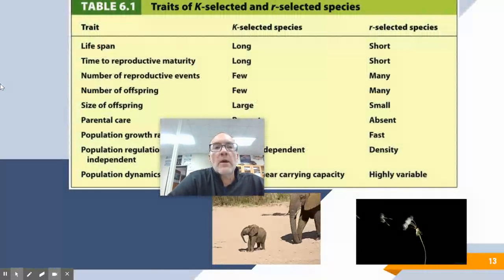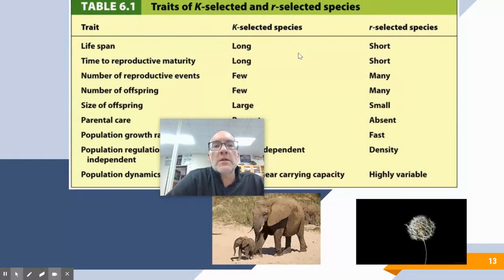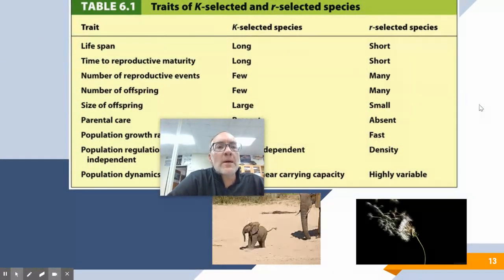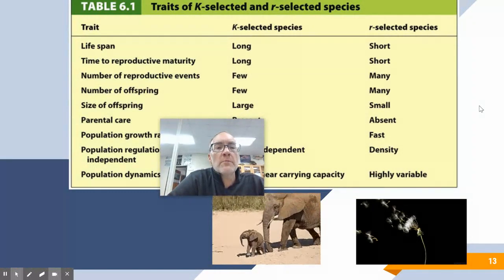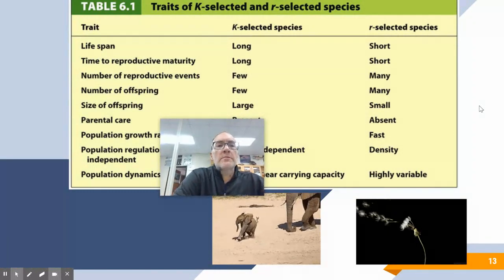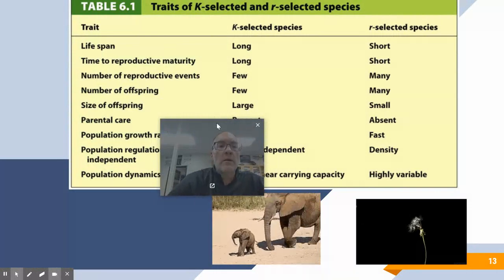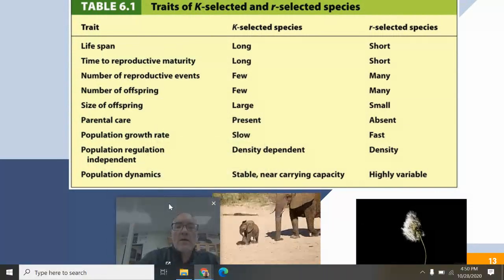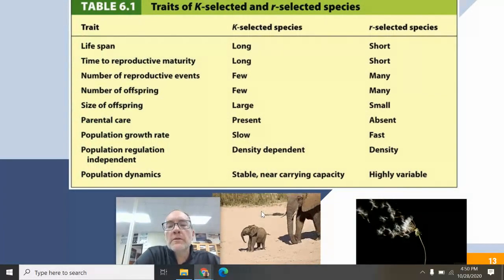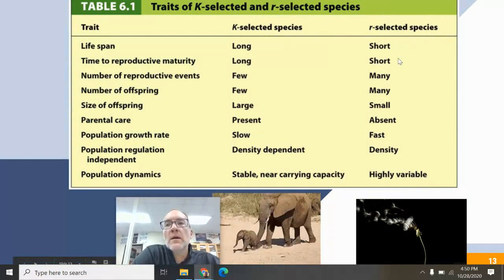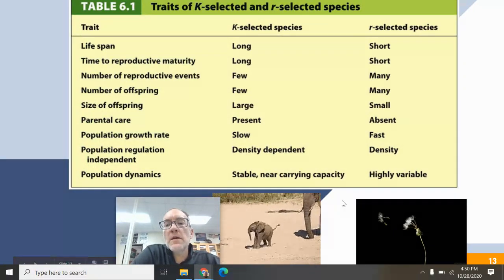All right, so here's a graph table that shows distinctions between the two in terms of life expectancy, reproduction, time to maturity, number of offspring, size, parental care, and growth rate. So you can take a look at that. Think about our elephant again is K-selected, and an R-selected example here, dandelion.